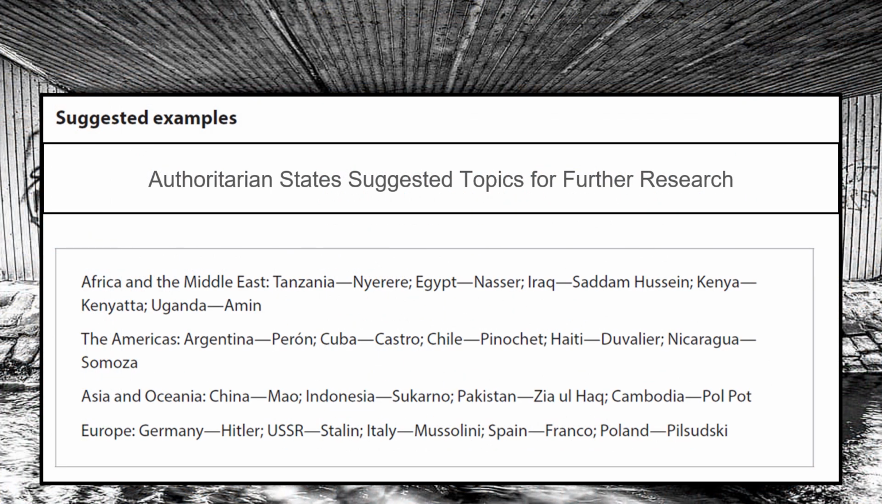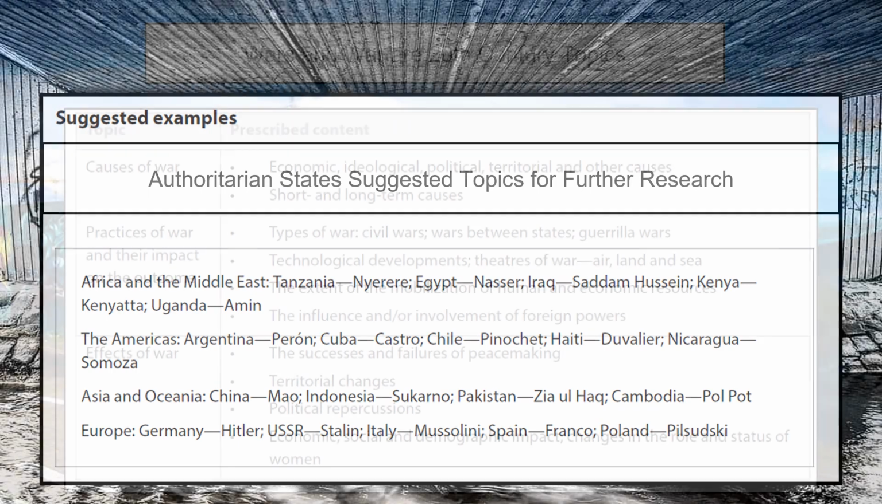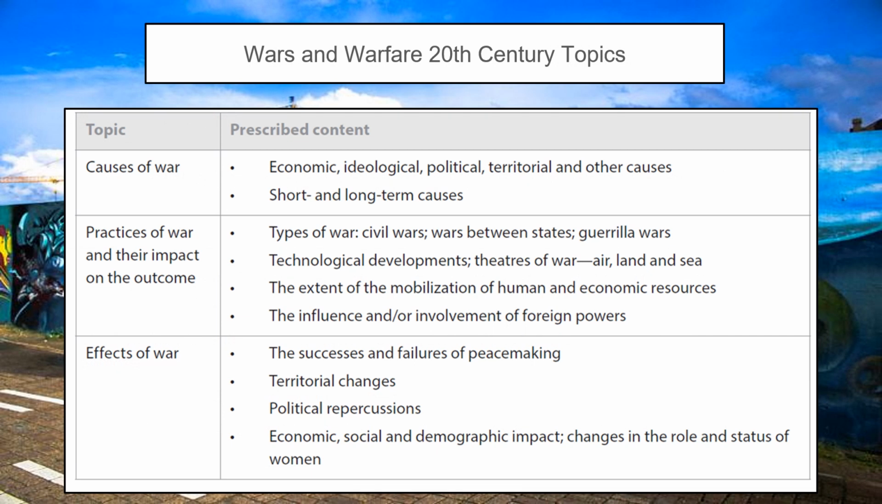I'm including all the suggested examples of authoritarian states in case you want to add one you're interested in, or for your IA you want to cover one of these topics. But we do, again, China and Mao and Hitler in Germany. So again, we plug in the war here for wars and warfare.